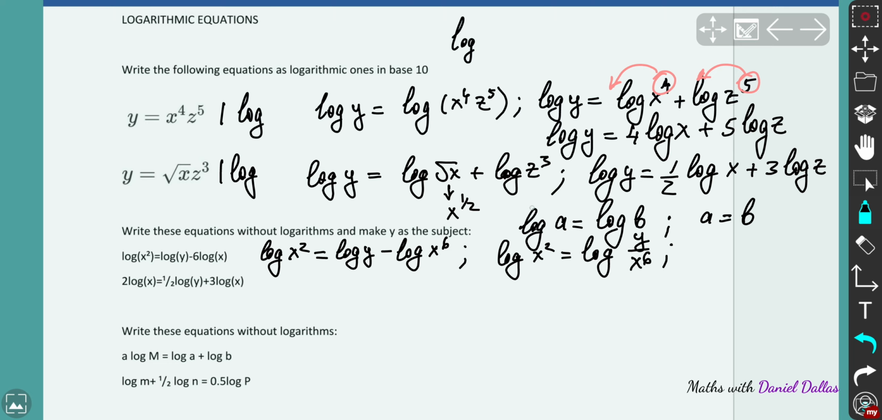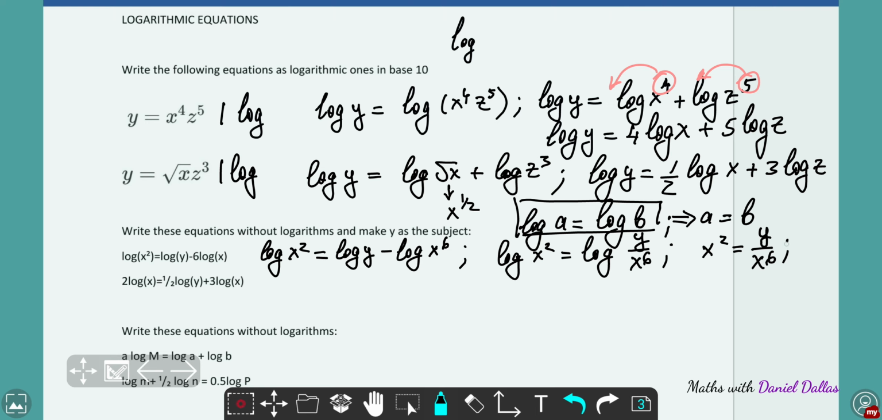And now, using this approach, we can get a equals b, so instead we will have x squared equals y over x to the power of 6. If you rearrange that, we can say that if we multiply both parts by x to the power 6, we'll get x to the power 6 equals y.